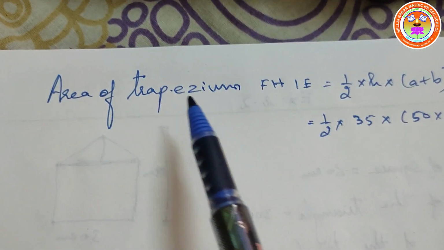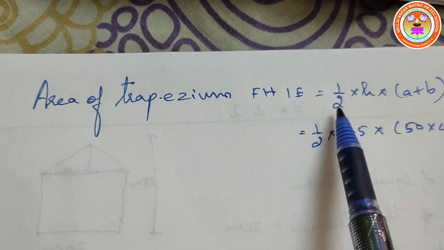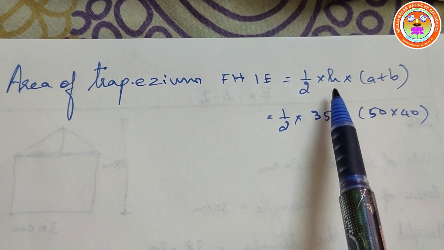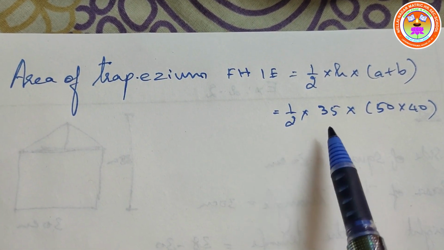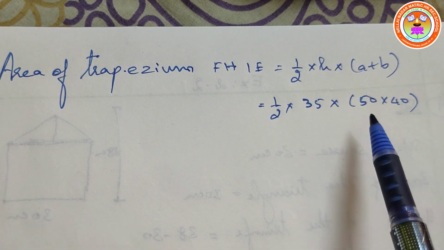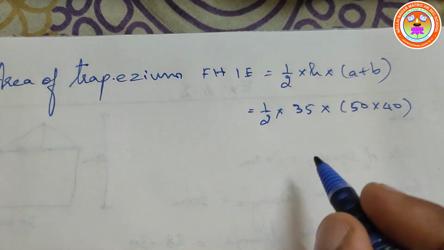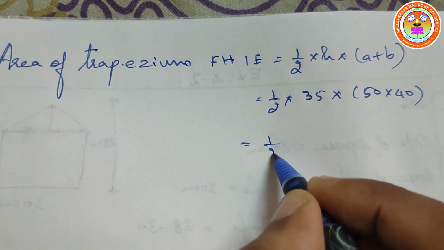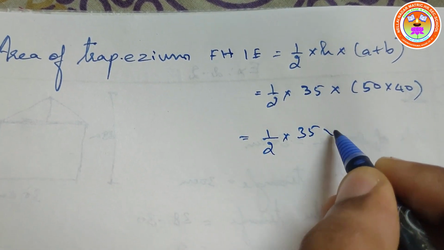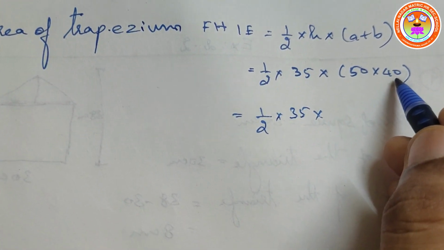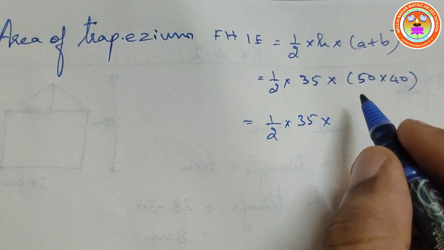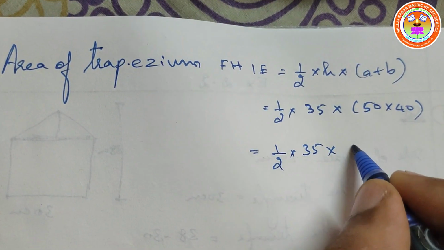Area of the trapezium FHIE is equal to half into height into A plus B. Half into height is nothing but 35. A plus B is 50 plus 40. So we can get half into 35 into, what is 50 plus 40? 90. Very good. So that also you can write it here.